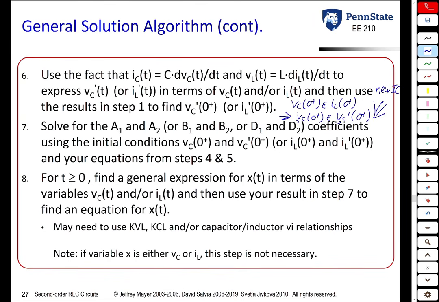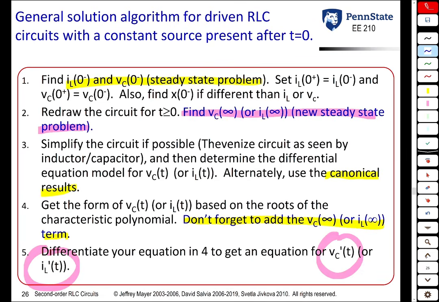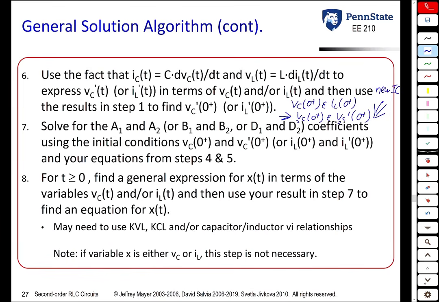Anyway, once we have our new initial conditions, we can solve for A1, A2, B1, B2, or D1, D2 by plugging the initial conditions that we have from step 6 into our equations in steps 4 and 5. Finally, in step 8, if what we're ultimately looking for is something other than VC or IL, we need to find a general expression for that variable in terms of VC and IL, and then solve for it that way.